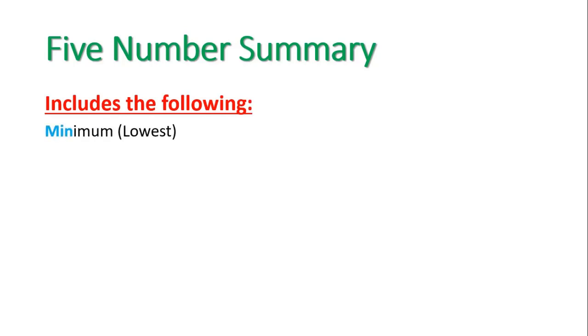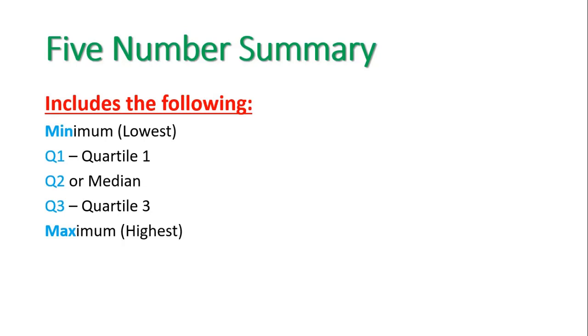Our 5-number summary, and that's where we start. Now, our 5-number summary includes the following: our minimum, which is the lowest, we sometimes call it the min, quartile 1, quartile 2, quartile 3, and the maximum or the highest, and sometimes we refer to it as the max. Okay, so 5 different numbers: the minimum, quartile 1, quartile 2, quartile 3, and then the maximum. That is what is in your 5-number summary.